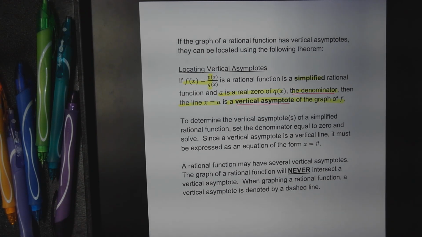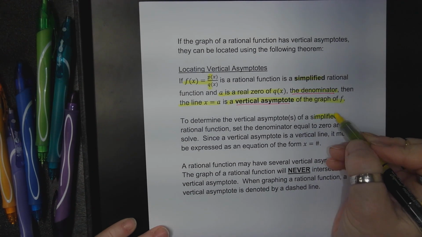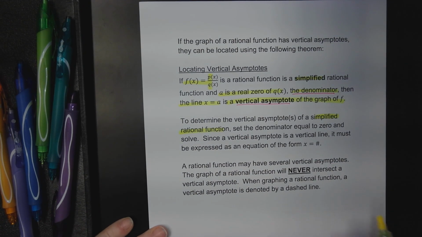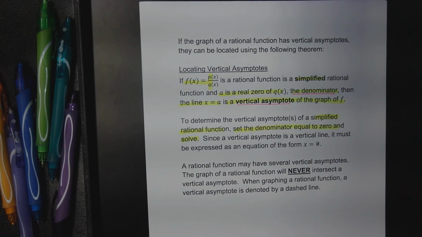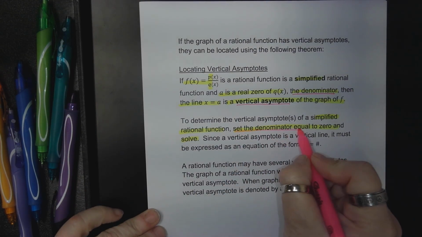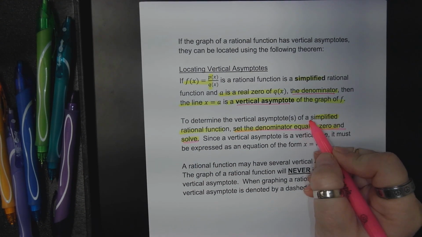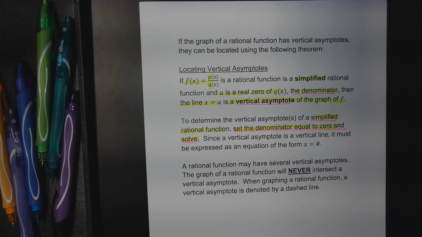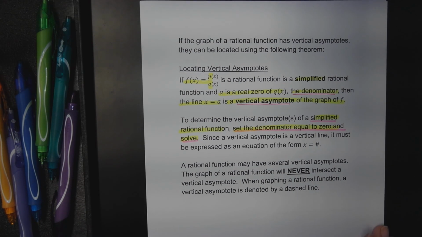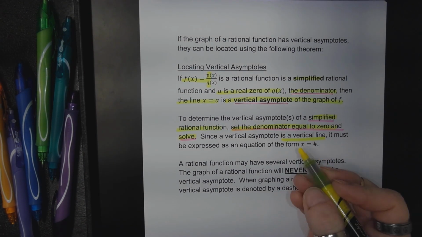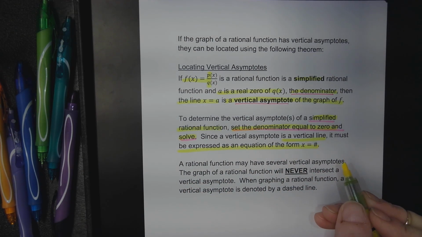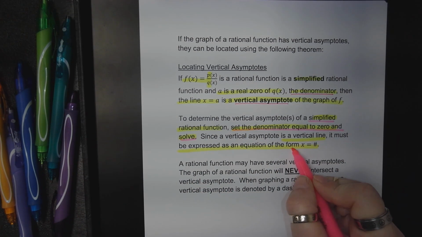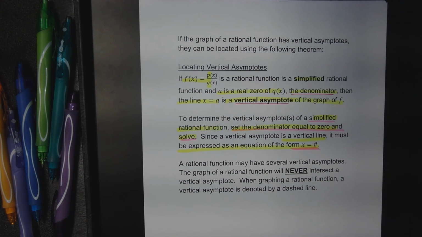To determine the vertical asymptote of a simplified, I can't say that enough, rational function, set the denominator equal to 0 and solve. That's how you do it. But it has to be simplified. Since the vertical asymptote is a vertical line, it must be expressed in the equation x equals a number. Once again, that's how it's got to be written. If you write it any other way, it's wrong.